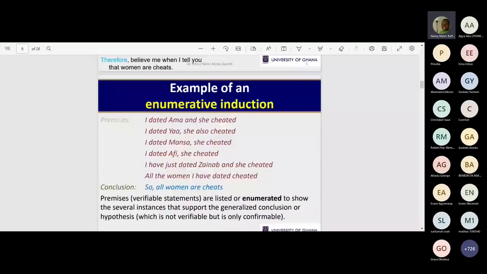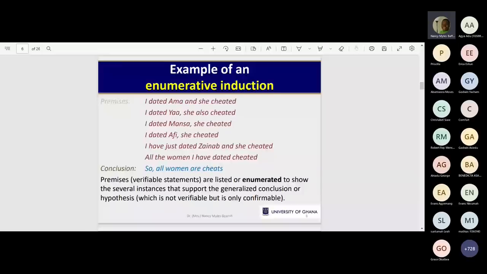Then on the current screen, you see enumerative induction. Now you know it. It is a type of induction that counts its evidences in order to support a conclusion being drawn. If I had all these evidences and concluded that, based on all these particular instances of women that cheated, therefore all women are cheats, the conclusion I've drawn can easily be made false.